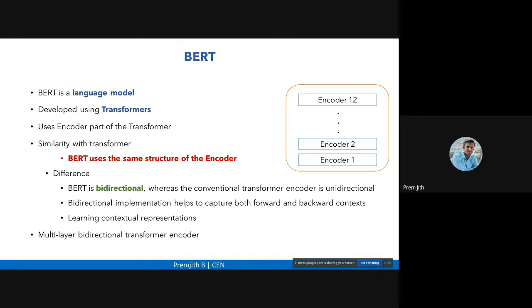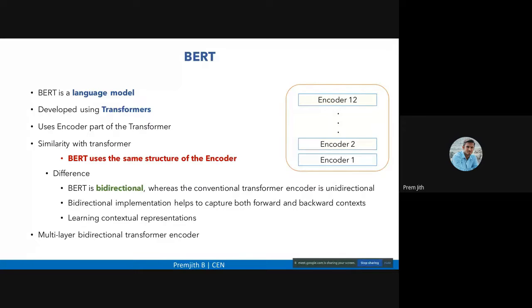BERT is based on the transformer network, and BERT doesn't use the decoder part. Basically the transformer follows an encoder-decoder architecture. The encoder receives the input data and creates a vector which can represent the entire meaning of the input sentence. The decoder uses this contextual vector to generate another sequence of words. That is the purpose of the encoder and decoder networks.